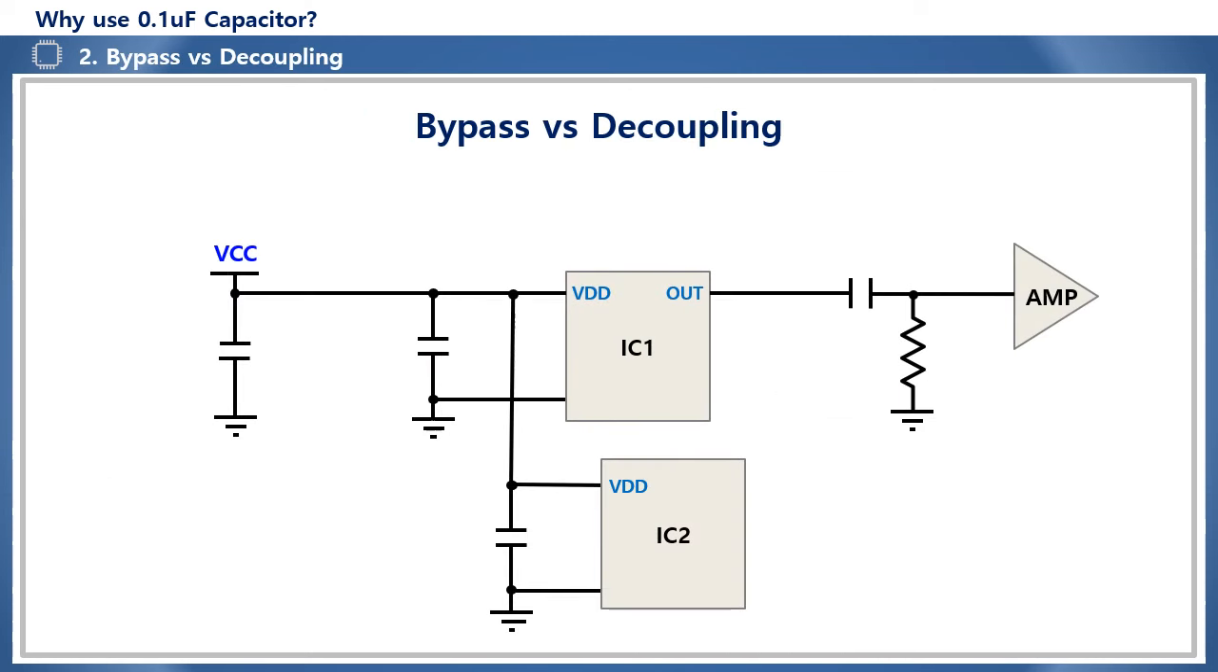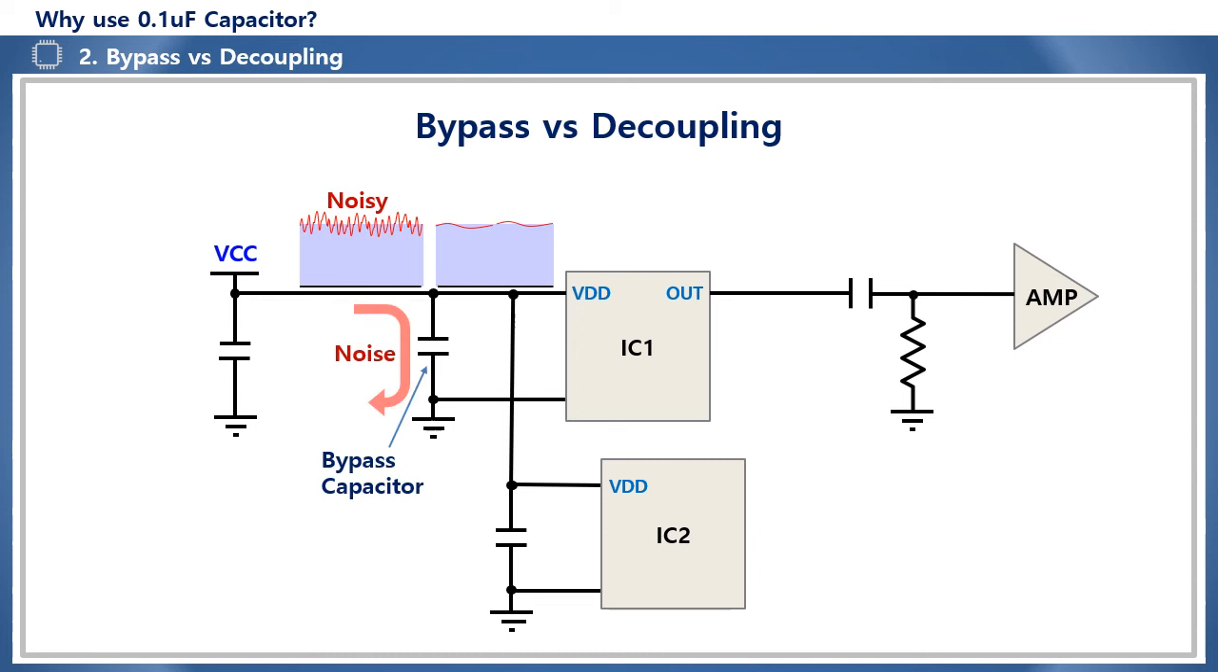Capacitors are one of the most commonly used passive components. In the application of these capacitors, the terms bypass capacitor, decoupling capacitor, and coupling capacitor are often used. Let's learn about the differences between these terms and how to apply them. Bypass refers to a capacitor that bypasses high-frequency noise components coming from the power supply or other circuits to ground, thereby allowing the IC to operate stably without being affected by noise.